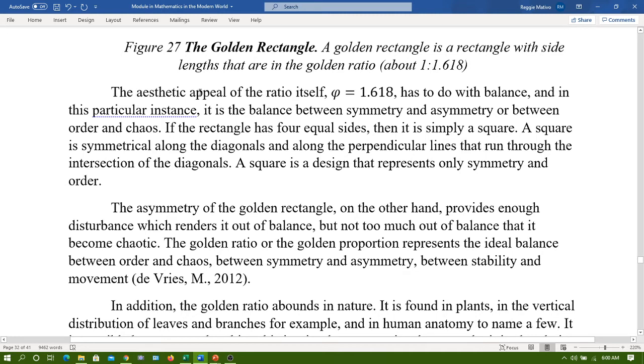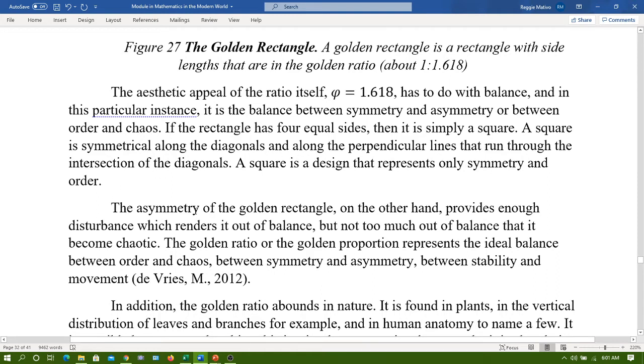1.618. The aesthetic appeal of the ratio itself has to do with balance, and in this particular instance, it is the balance between symmetry and asymmetry, or between order and chaos. If the rectangle has four equal sides, then it is simply a square. A square is symmetrical along the diagonals and along the perpendicular lines that run through the intersection of the diagonals. A square is a design that represents only symmetry and order.